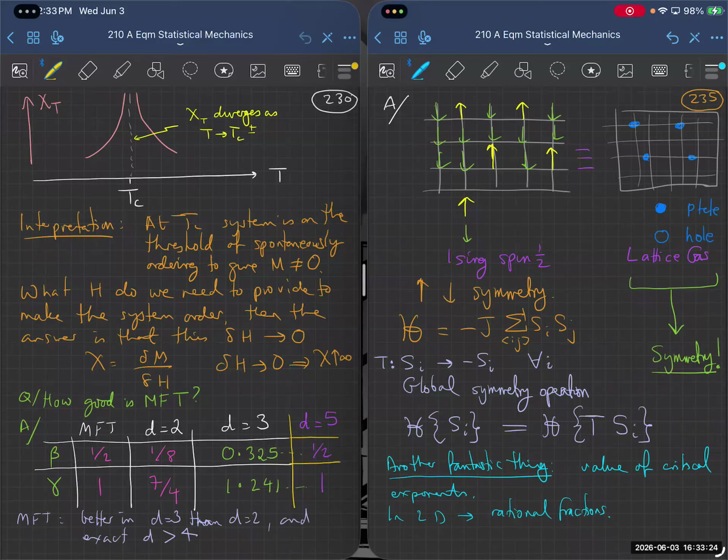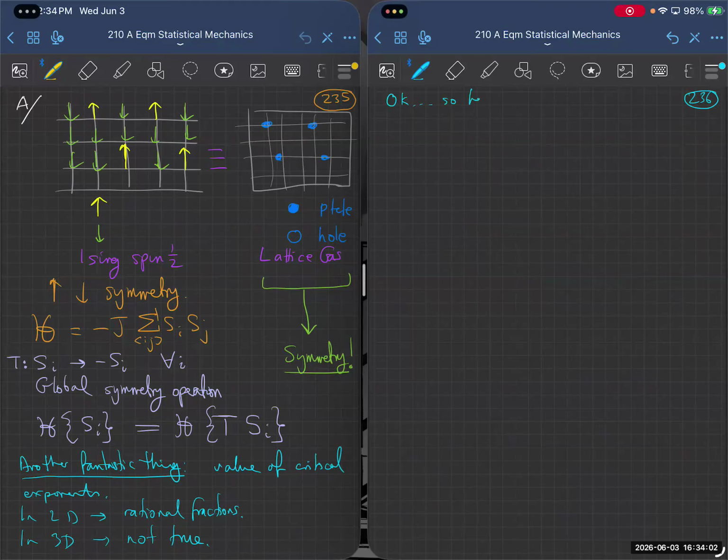And that was actually one of the birthplaces for what came to be known as string theory. Okay, so in 2D they're rational fractions, but generally speaking, in 3D and higher, they're not, at least as far as is known in general. And then you might say, well, okay, how do you compute these exponents? So how to compute them?